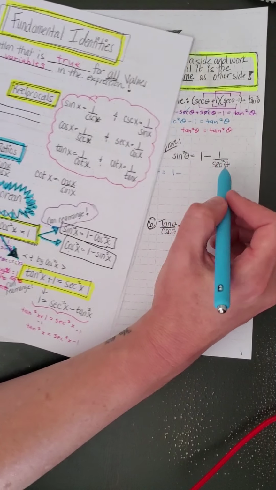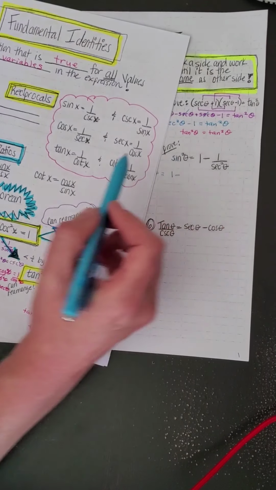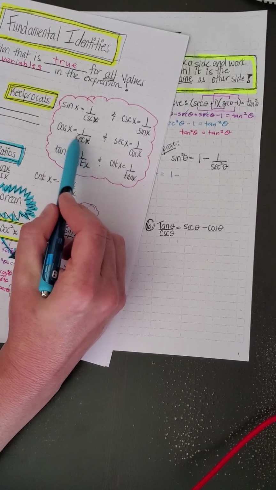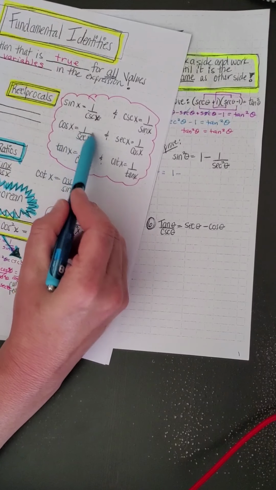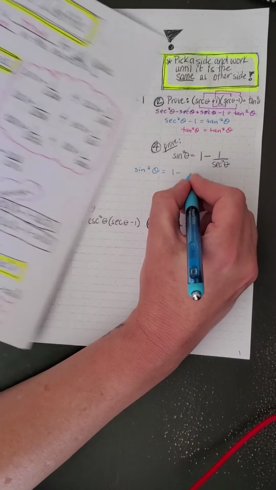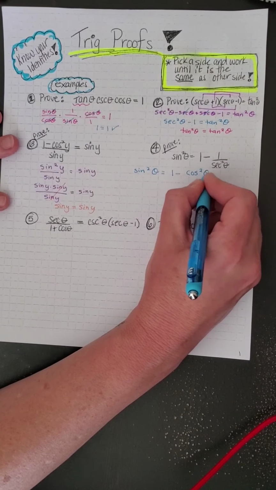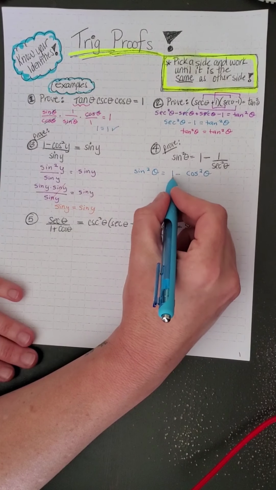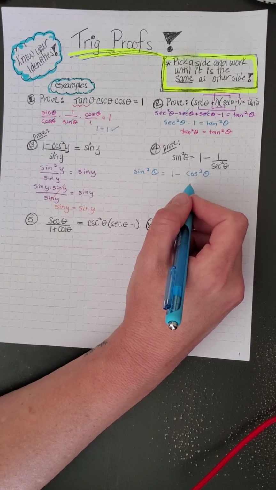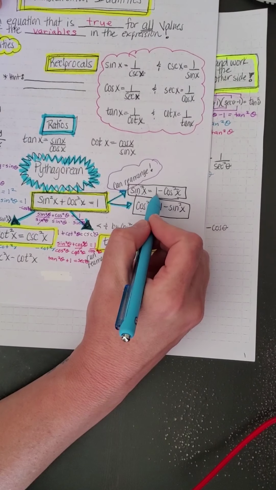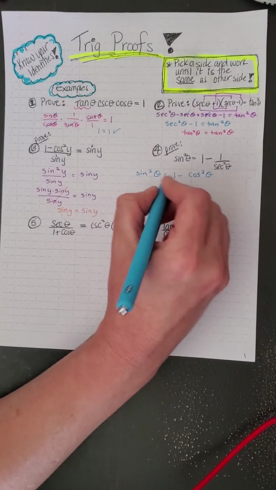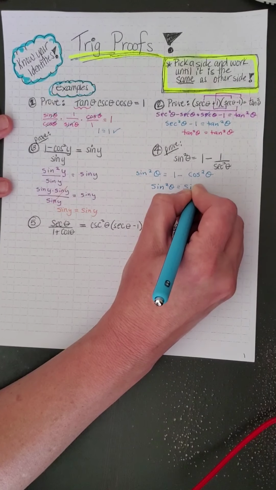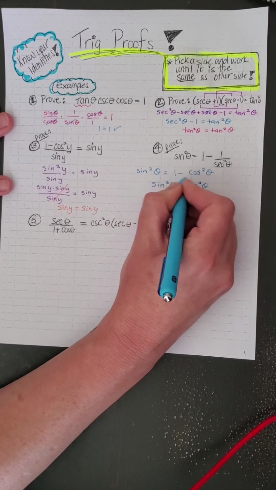So 1 over secant squared, well, 1 over secant, I should say, is the same as cosine. So this can be rewritten as cosine squared theta. All right, and then 1 minus cosine squared theta, 1 minus cosine squared is sine squared. So I get sine squared theta is equal to sine squared theta. Again, replacing this with its identity.